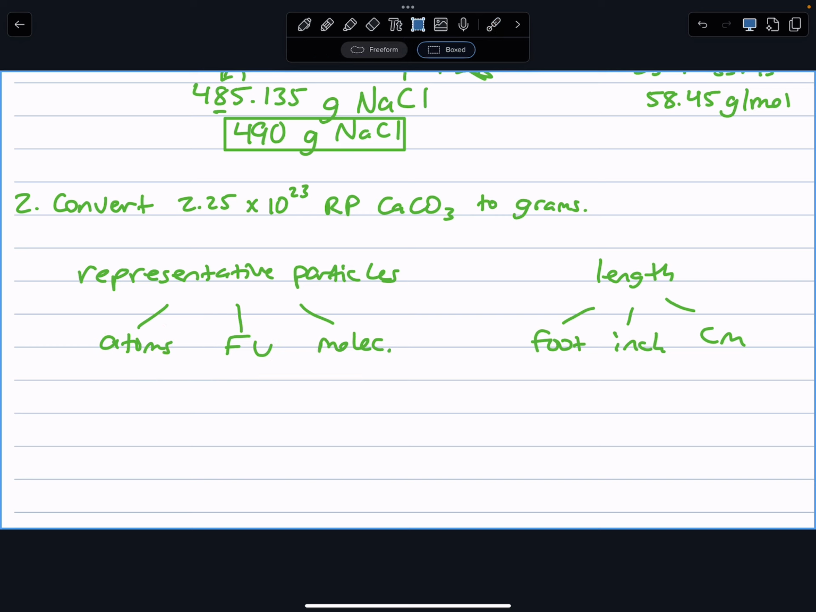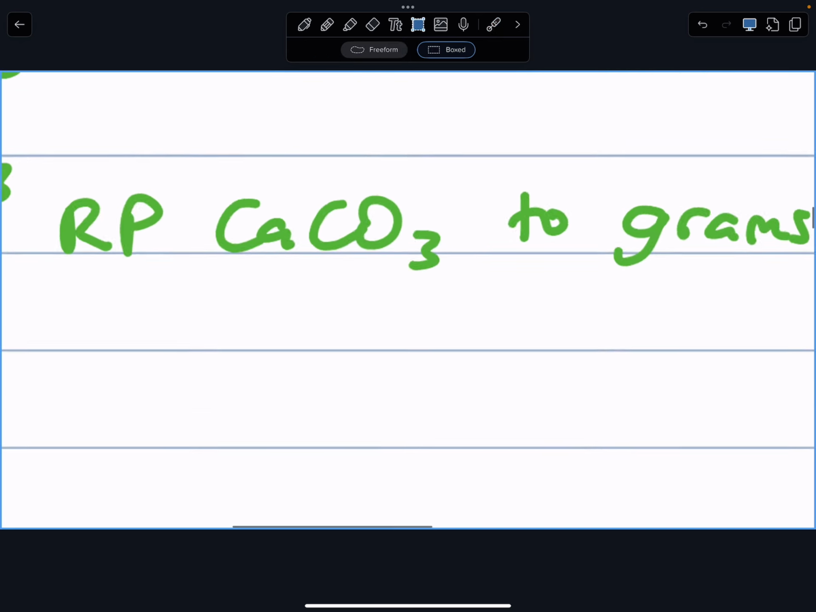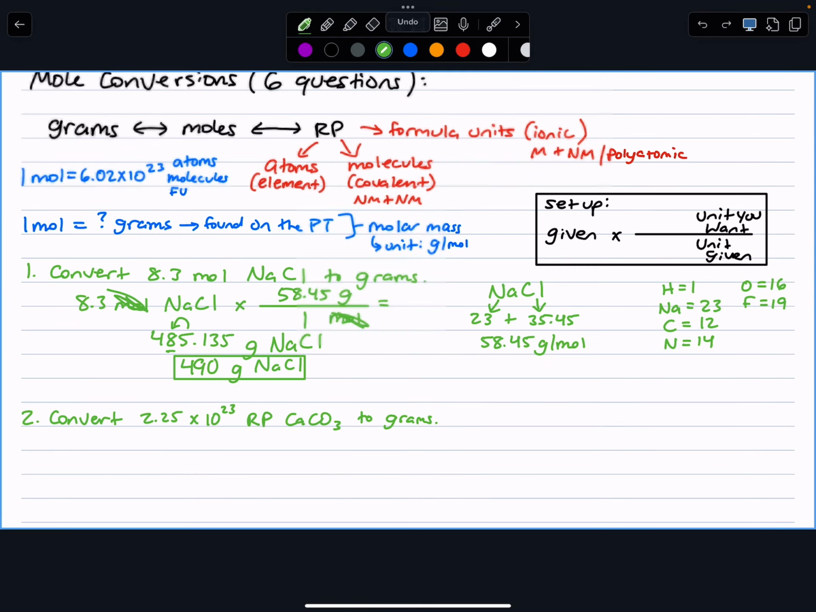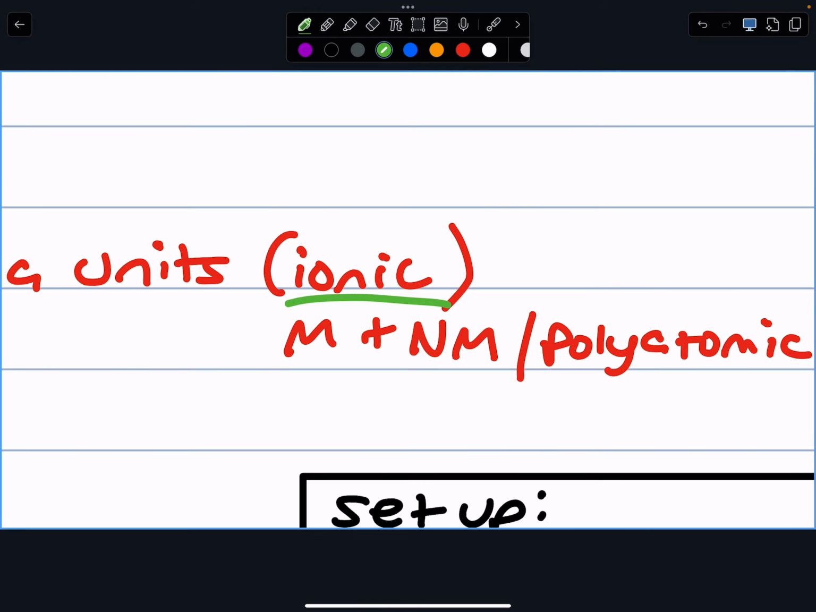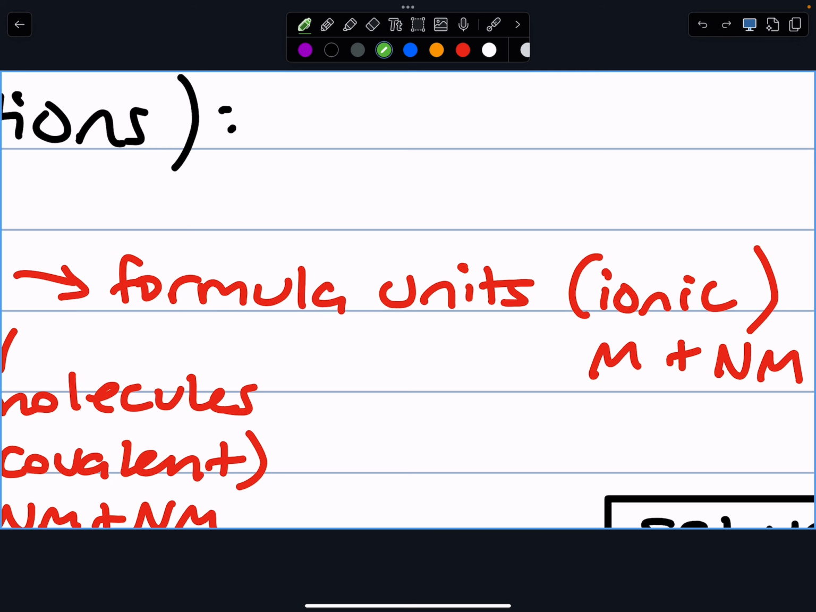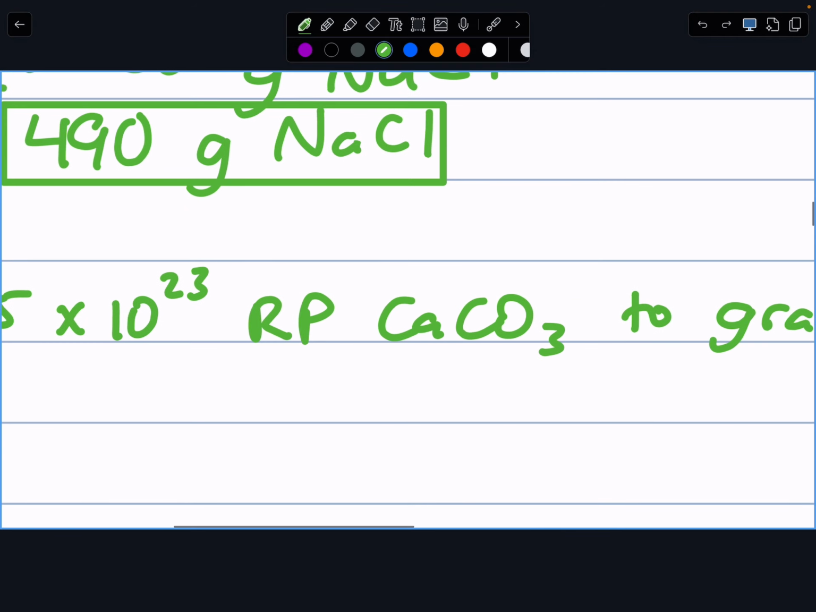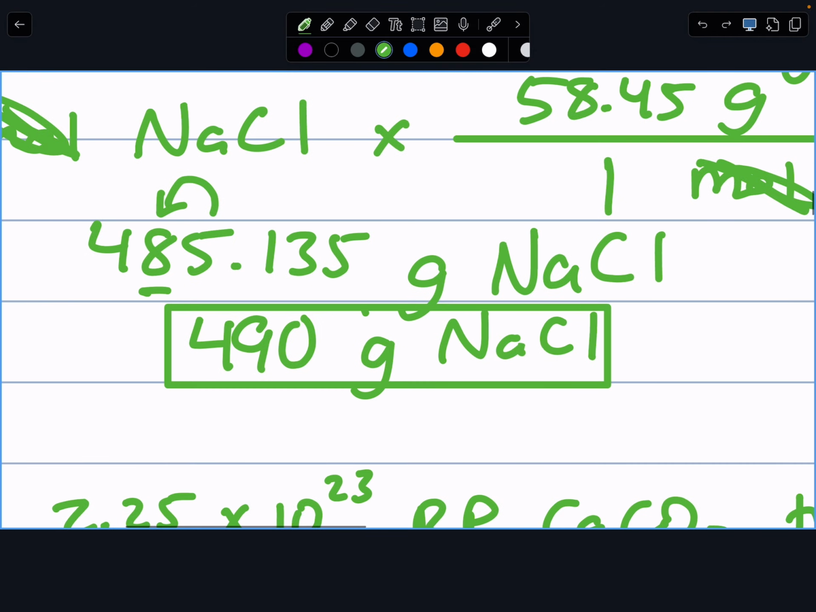And the way that I do that is I look at the substance. Okay, calcium carbonate is an ionic compound because it has a metal in it. Calcium's a metal. Because there's a metal in it, it's ionic. Therefore, I use formula units as the unit. Yes? What if you put the unit but not the compound or element, as the final answer? Like you're saying 490 g without the NaCl? That's fine.